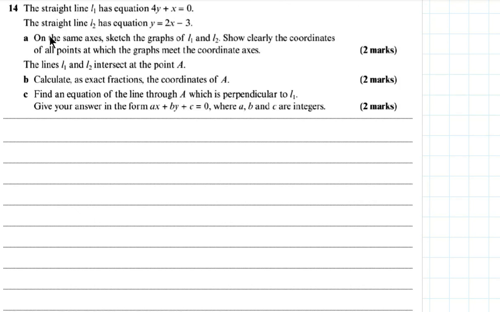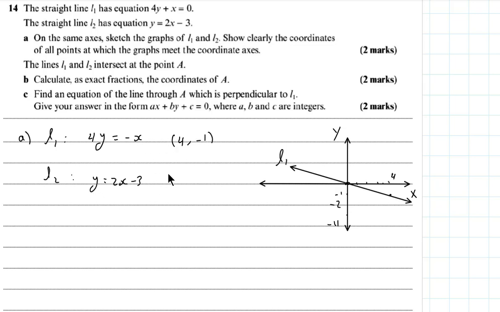14. The straight line L1 has equation 4y plus x equals 0. The straight line L2 has equation y equals x minus 3. On the same axes, sketch the graphs of L1 and L2. Show clearly the coordinates of all points at which the graphs meet the coordinate axes. For L1, we can write the equation as 4y equals minus x, which means that the line passes through the origin, of course, if x equals 0, y equals 0. And if we put x equals 4, then y should be what? 4y equals minus 4, which means by dividing by 4, y equals minus 1.